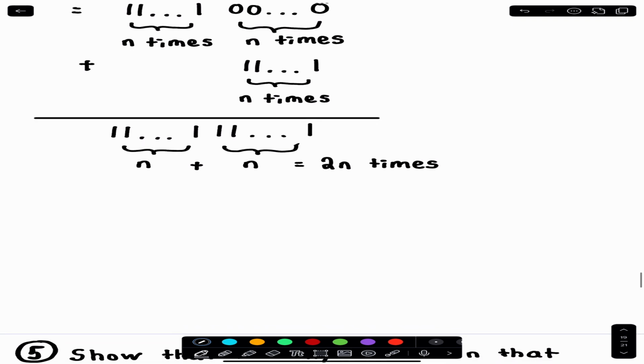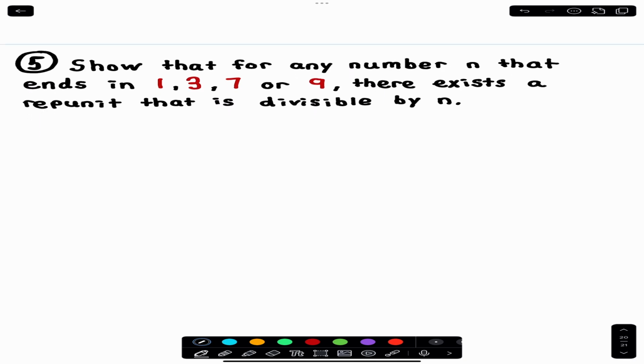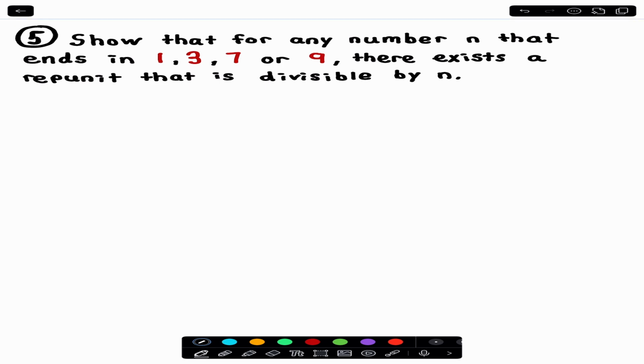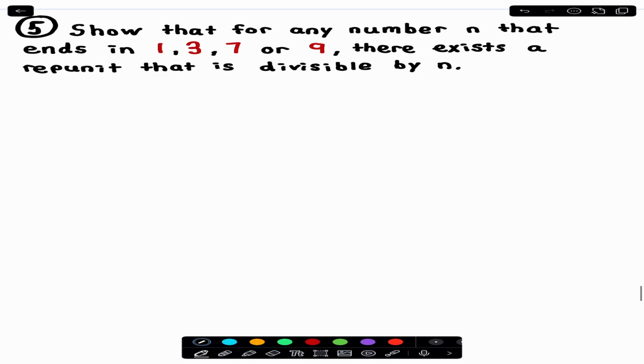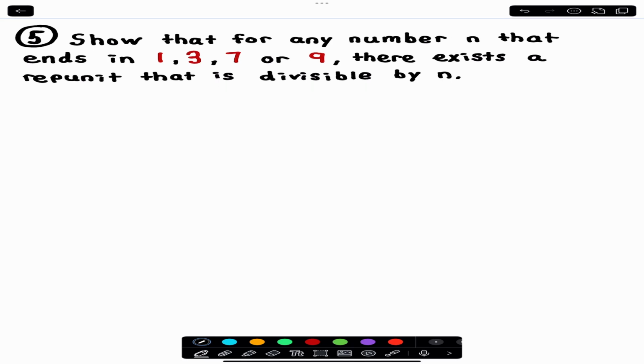And now we go into our final problem of this section. This problem will use a little bit of combinatorics. So for those who requested both number theory and combinatorics, well, here's a great problem that I've chosen which has some overlap. Specifically, the pigeonhole principle. That's your big hint for this problem. Show that for any number n that ends in 1, 3, 7, or 9, there exists a rep unit. So this is an existence problem. So there exists a rep unit that is divisible by n.